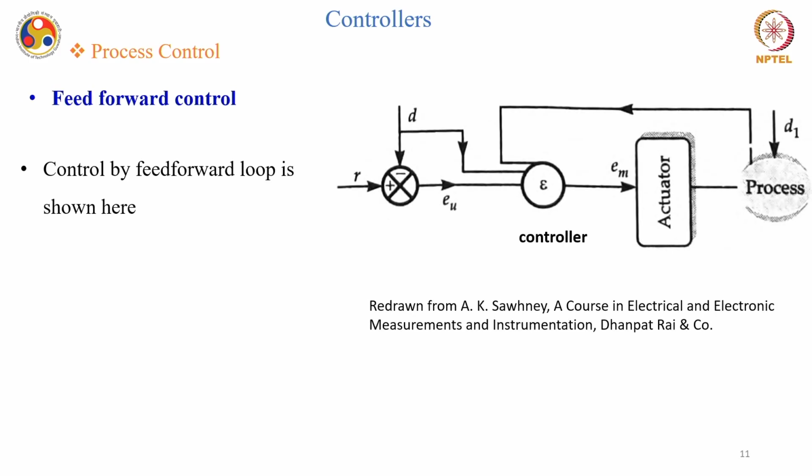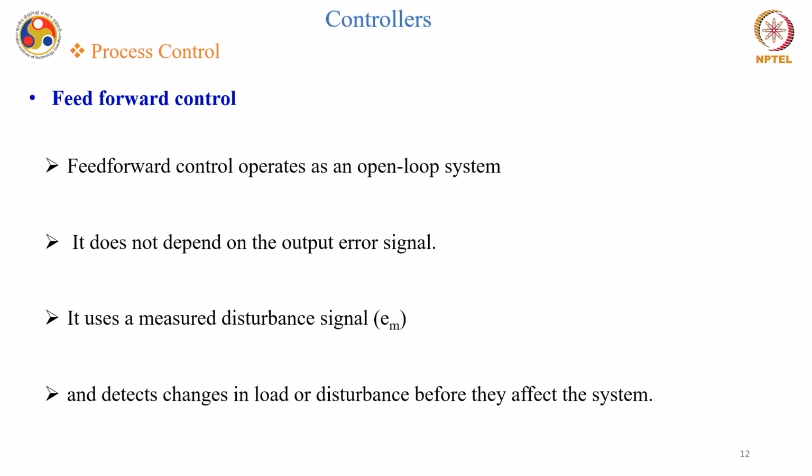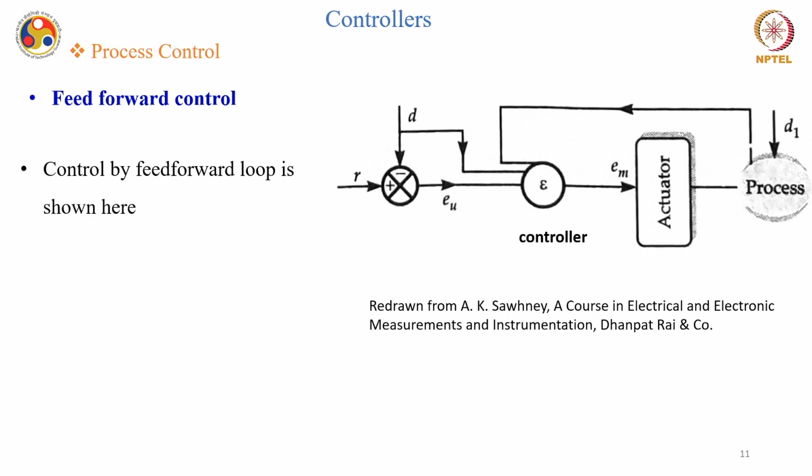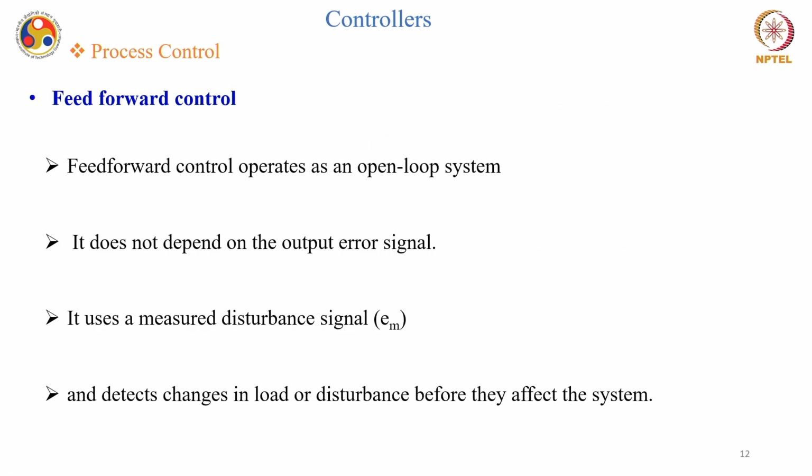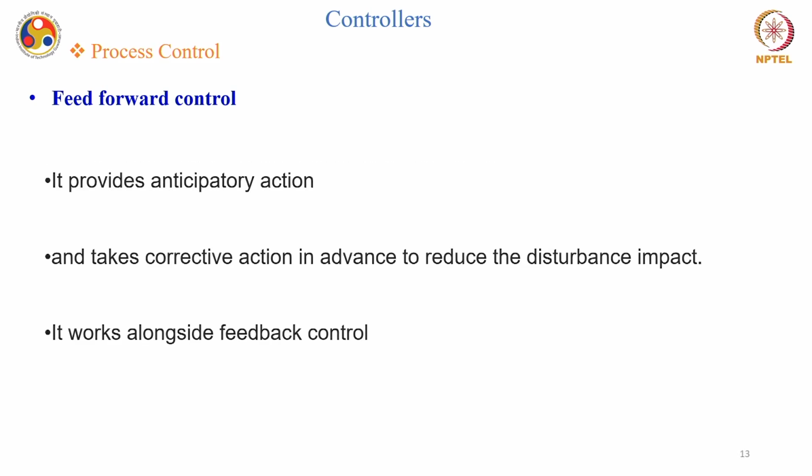And we have other alternatives like feed forward control. This is a typical example of feed forward control. Feed forward control operates as an open loop system, as you have seen just now. It does not depend on the output error signal, and it uses a measured disturbance signal EM. EU is, you can understand, an intermediate error signal that is generated, and detects changes in load or disturbance before they affect the actual system.